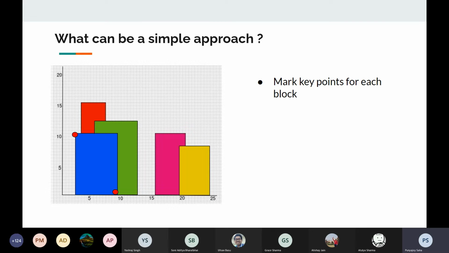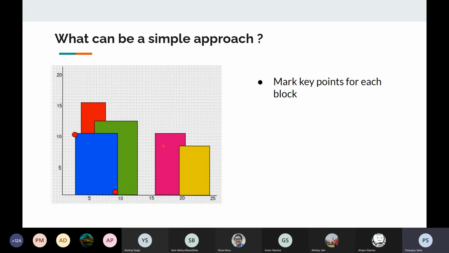Initially, I am telling you the initial step. We will mark key points for each block. The key points will be one point at the left and topmost corner, and one at the right and bottommost corner. We will do this operation for each block. For red, it will be one point here and another point somewhere here. For green, it will be some point here and then another point here. That way we will complete this whole structure.